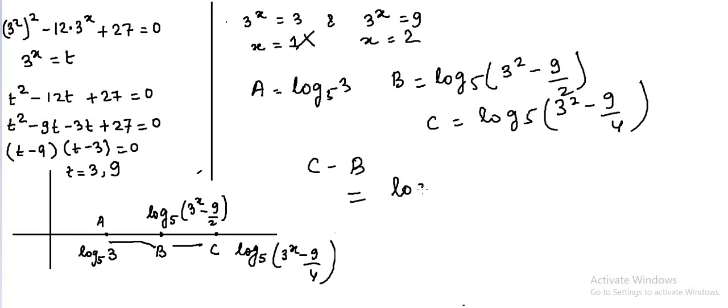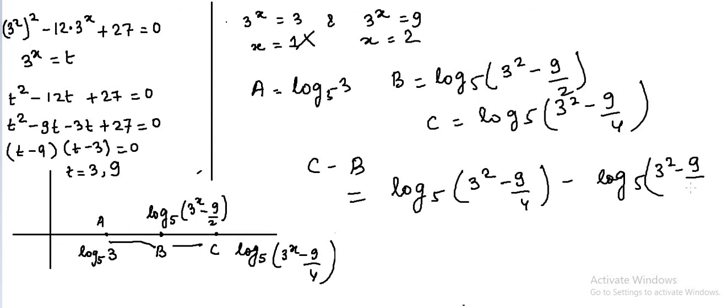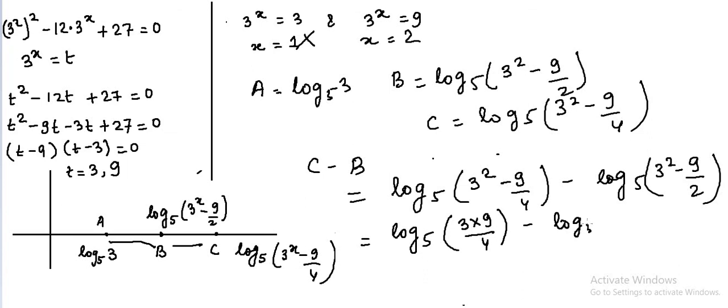Let's do that. Log base 5 of (3 square minus 9 by 4) minus log base 5 of (3 square minus 9 by 2). Simplify this. This is log base 5 of 3 into 9 by 4, and this one becomes log base 5 of, again the same thing, 9 by 2. You can do the calculation by yourself also to verify my answer.